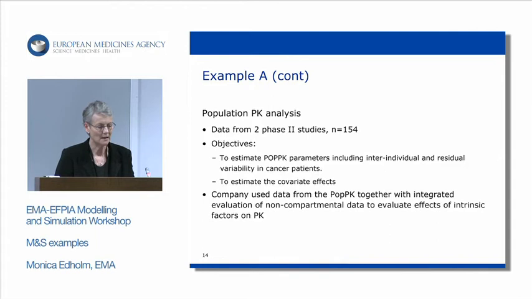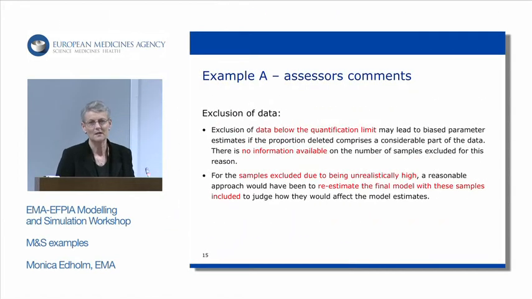So the population PK analysis included 154 patients and had the objective to estimate PK parameters and inter-individual and residual variability in cancer patients, and to estimate the covariate effects. And the company used this analysis together with the integrated evaluation of non-compartmental data to evaluate the effects of intrinsic factors on the PK. And I will now come into some criticism by the assessor of this analysis. And this is very detailed sometimes, but it's just to give you a flavor of what kind of comments we may give.